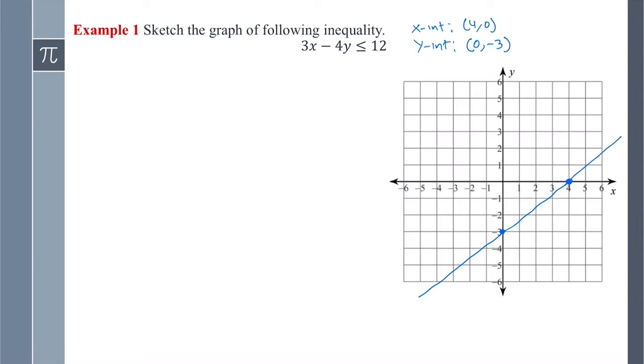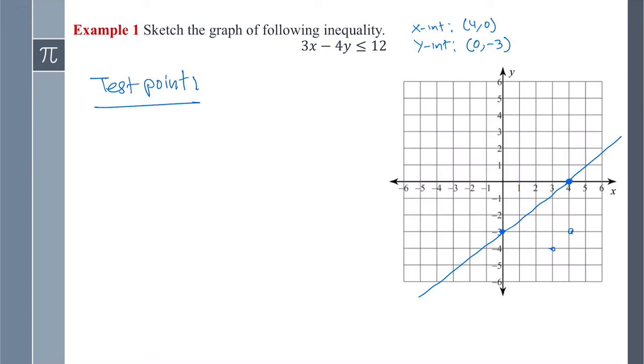Now, in order to figure out whether the solution is above that line or below that line, which region is the solution, what we usually do is take a point, which is called the test point. You can take any point on the graph as the test point, just don't take a point on the line. We can pick this point, or this point, or this point, any point on the graph.